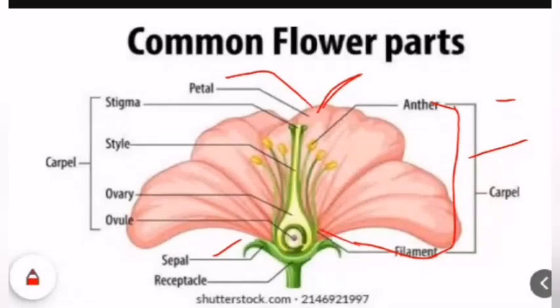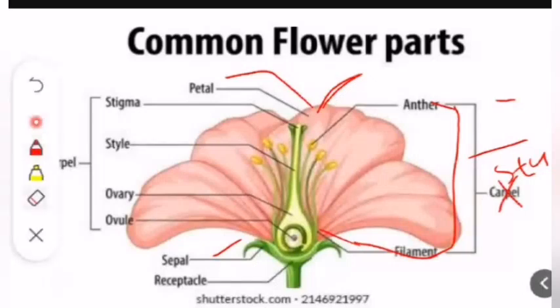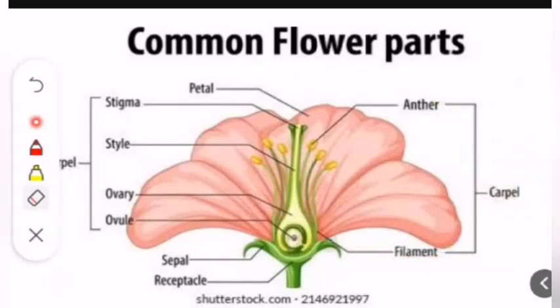So this must be a mistake then. This thing is not carpel. This thing is stamen. You know this stuff. This labeling here is wrong. This is not carpel. This is stamen. Just bear it in mind. I'll have to correct it when I send the video.